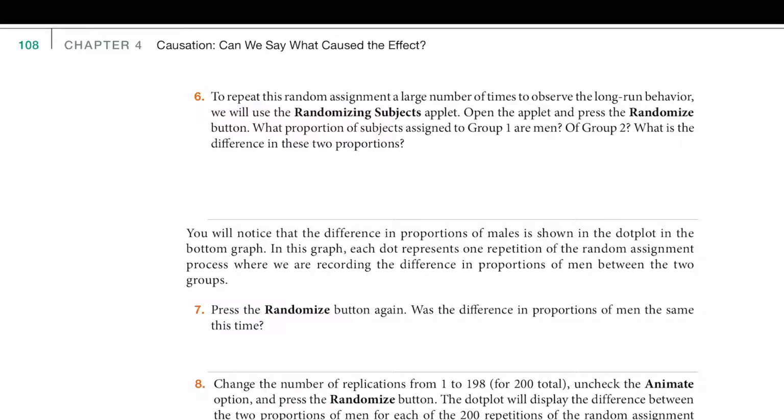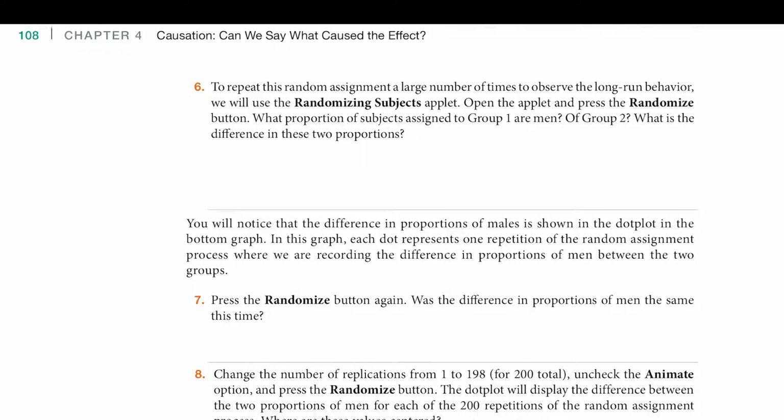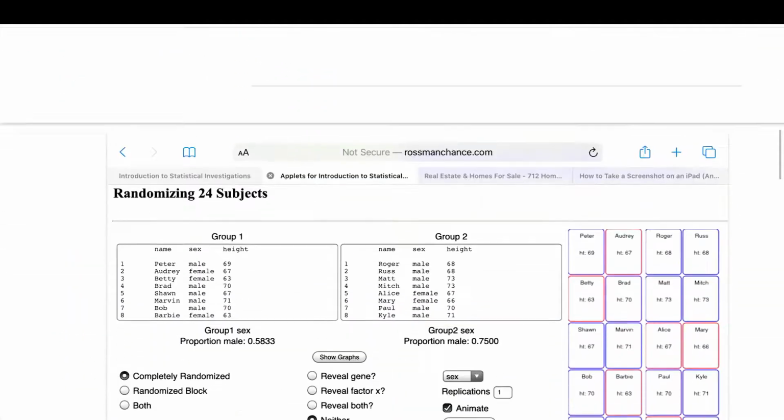Now we're going to use the computer to do a simulation of this random assignment process. So you have to go to the Randomizing Subjects applet. The link for that one is on the far right side of the menu. Just follow the directions, open the applet and press the Randomize button. And I have a screenshot that I'm going to show you, but you should try it for yourself.